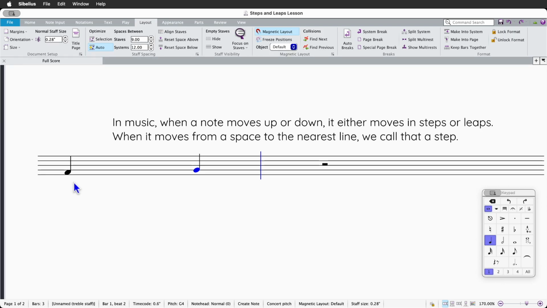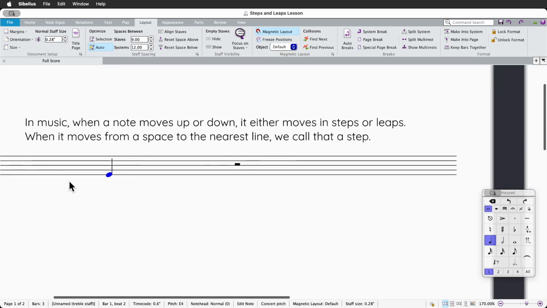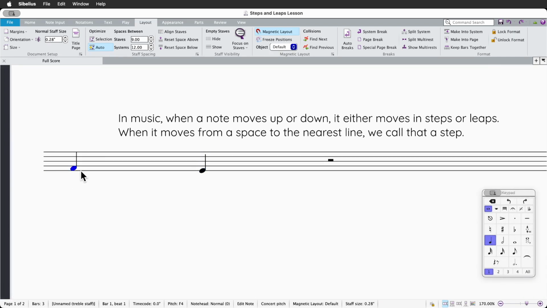Conversely, we can go down a step from this note as well. And we just go down to the first line. That is the nearest line to that space note. And we could pick any space note we want to here. We could take space number 3 there. And if we go down a step from space number 3, that would be line number 3. If we go up a step, that would be line 4. We call that a step.